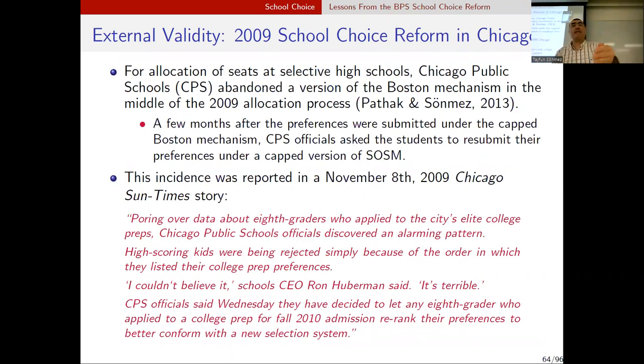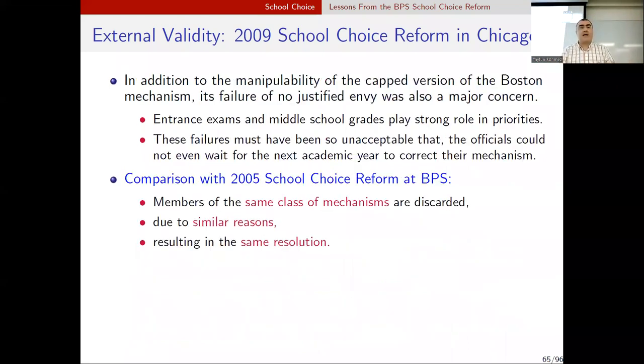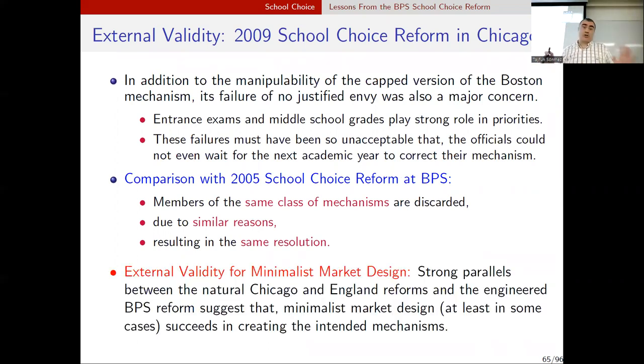Same thing happened in Chicago. And it happened more abruptly. They gave up their system in the middle of the allocation process. It had to be so bad that they gave up the Boston mechanism due to exactly the same reasons, and they adopted the serial dictatorship because they had just one single ranking. So it's a generalization, a special case of the student optimal stable mechanism. Okay. So basically, I see this as an external validity of the paradigm itself rather than the student optimal stable mechanism.